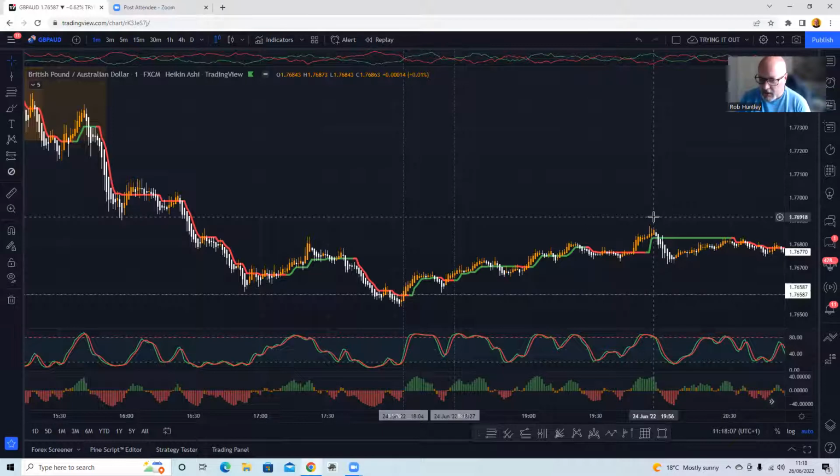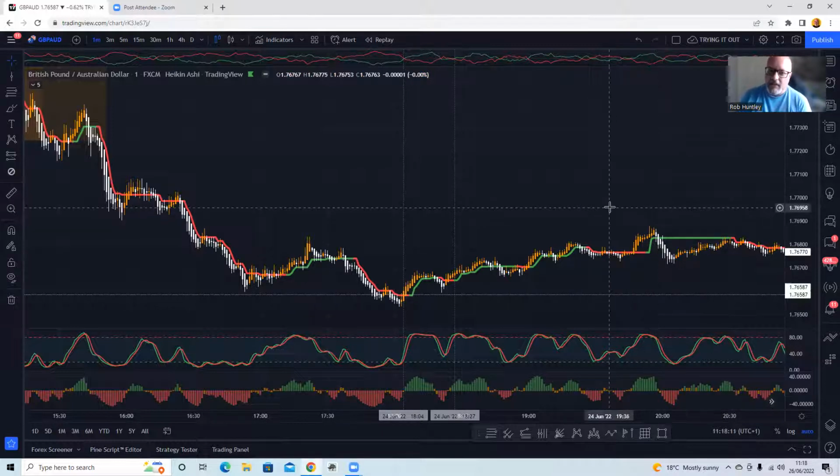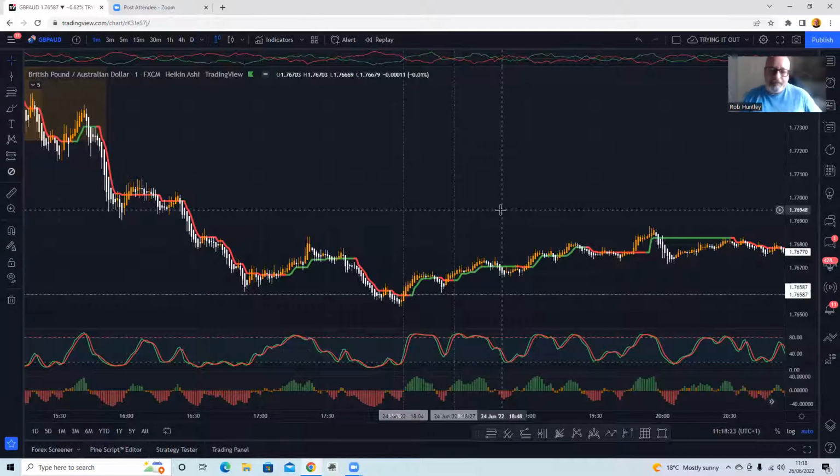What sort of time of day was that? That's nearly 8 p.m. on a Friday evening. Would you really want to be trading at that time on a Friday? I doubt it, but there are still opportunities there if you just want to trade on the 1 minute time frame using these indicators to grab yourself some pips.